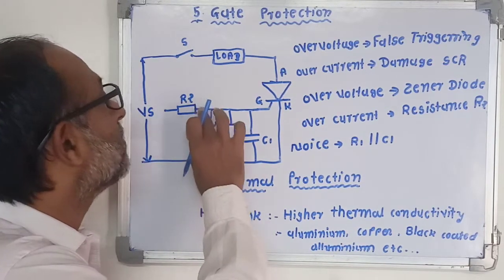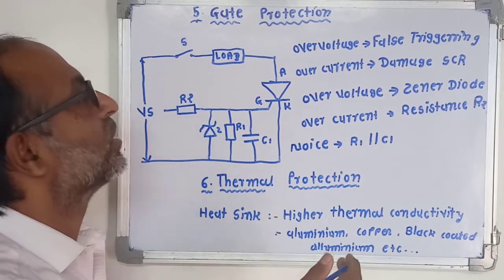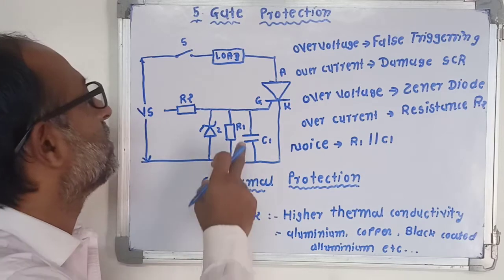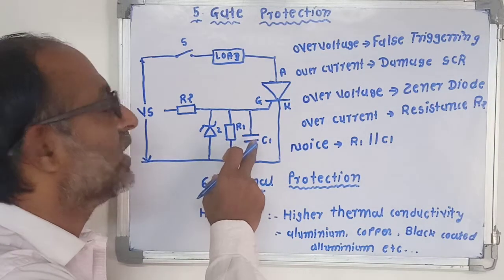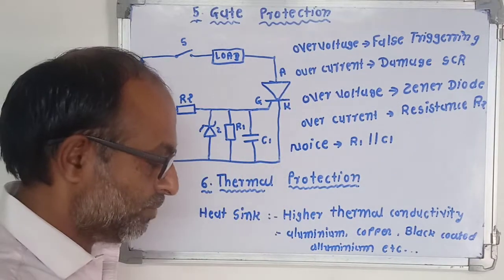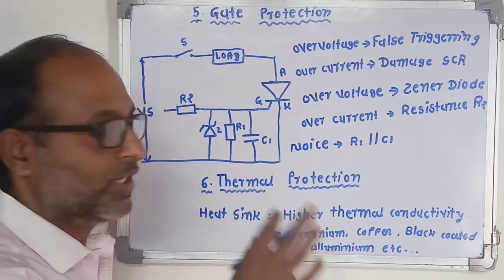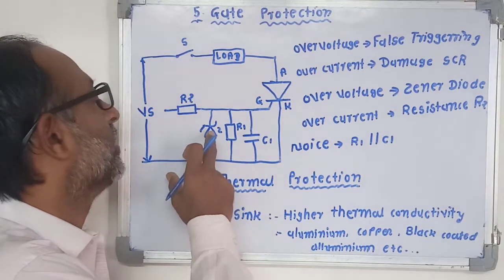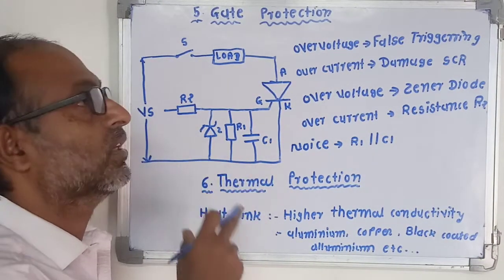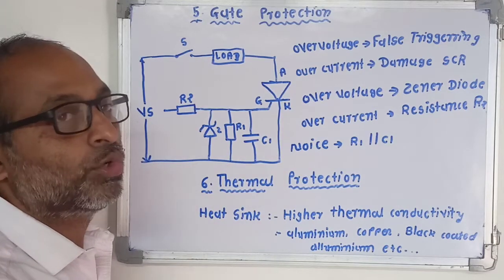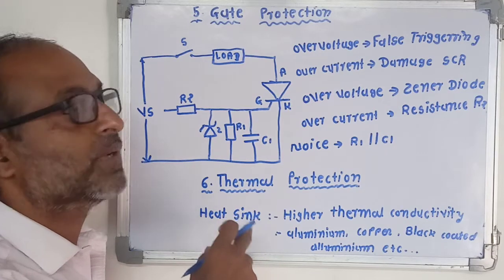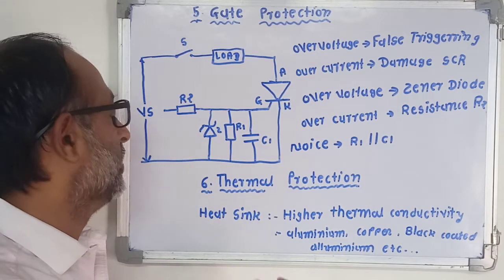Noise in the gate circuit can also cause false triggering of the SCR. For that, resistance R1 and C1 are connected in parallel. Now, as shown in this figure, the Zener diode is connected in reverse bias. So now it works as a voltage regulator. So due to this, the voltage cannot exceed the specified limit.